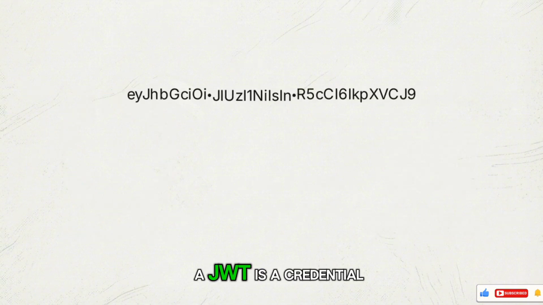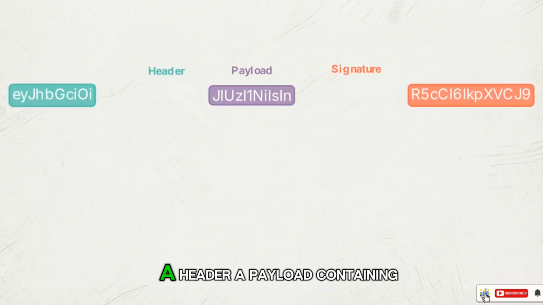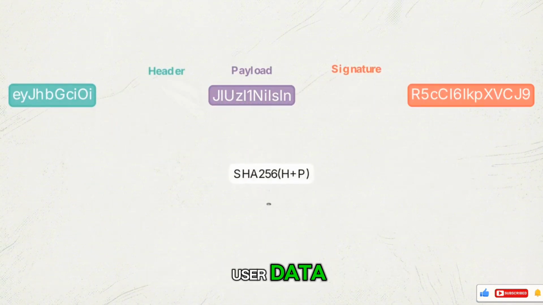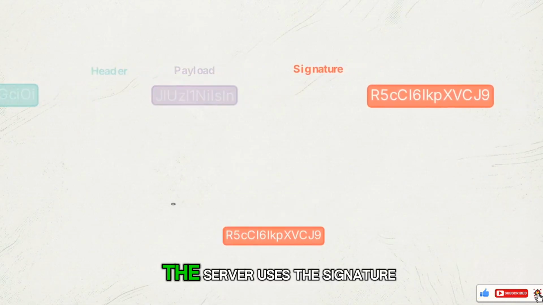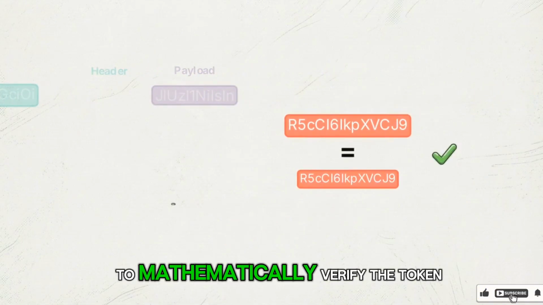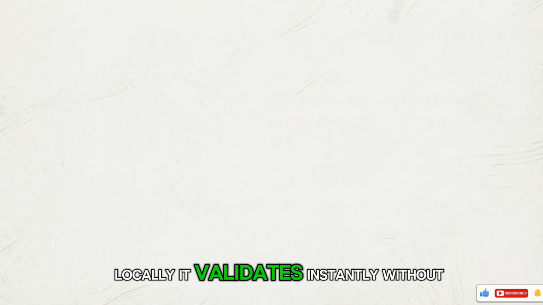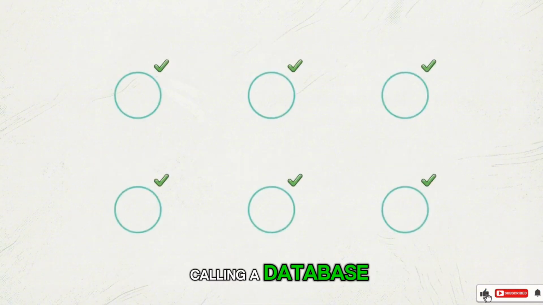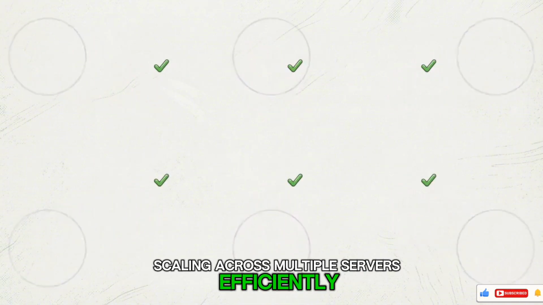A JWT is a credential with 3 parts: a header, a payload containing user data, and a signature. The server uses the signature to mathematically verify the token locally. It validates instantly without calling a database, scaling across multiple servers efficiently.